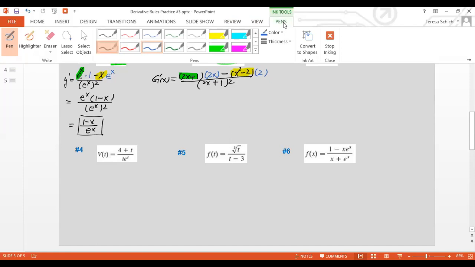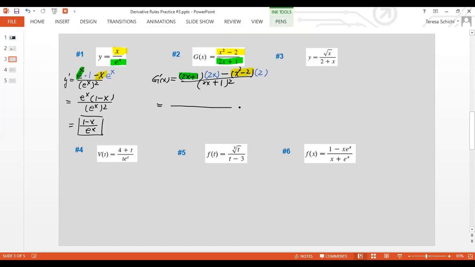Now let's combine, and hopefully we can simplify a little bit, or not. Let's see what we can do here. So this is 2x plus 1 times 2x. So this will be 4x squared plus 2x, right? Then distributing here is minus 2x squared. Minus a minus is a plus, right? So it's a plus 4.